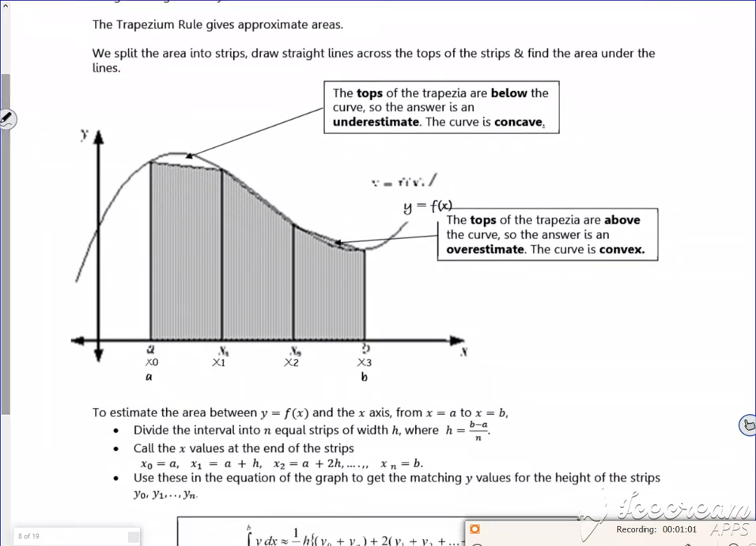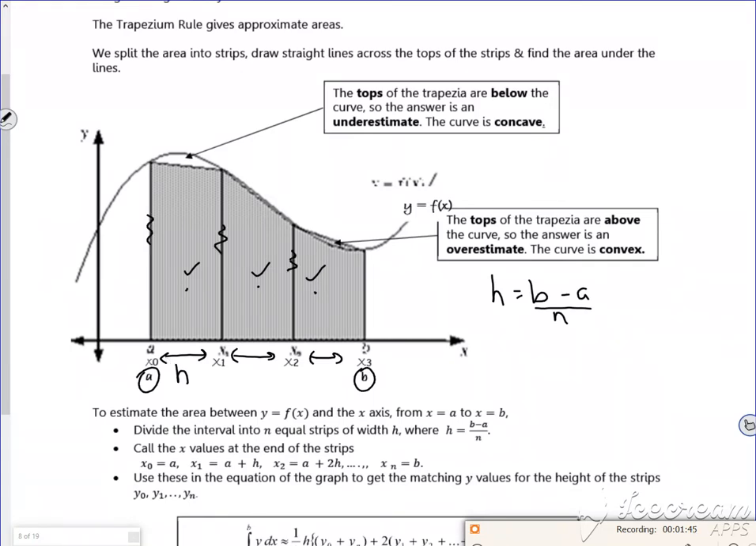So if you look, it's got trapeziums. Now the width for the trapezium we call h. And if you look, there's three trapeziums here. So to work out the width of each trapezium, h is b, which would be the upper limit from your integral, minus a, which is your lower limit, divided by the number of trapeziums, which is n. Now what you'll notice is, if you've got three trapeziums, or three strips, as they call it, you have four y values.